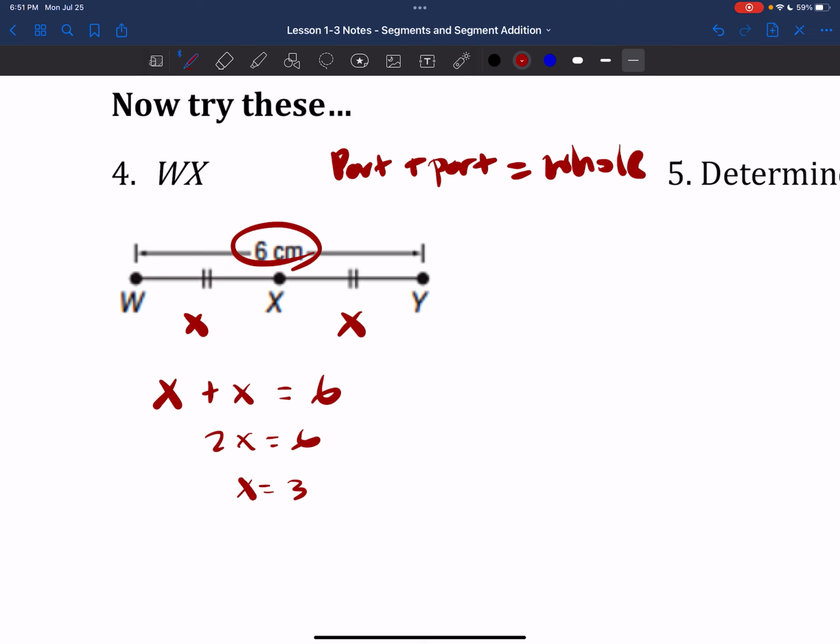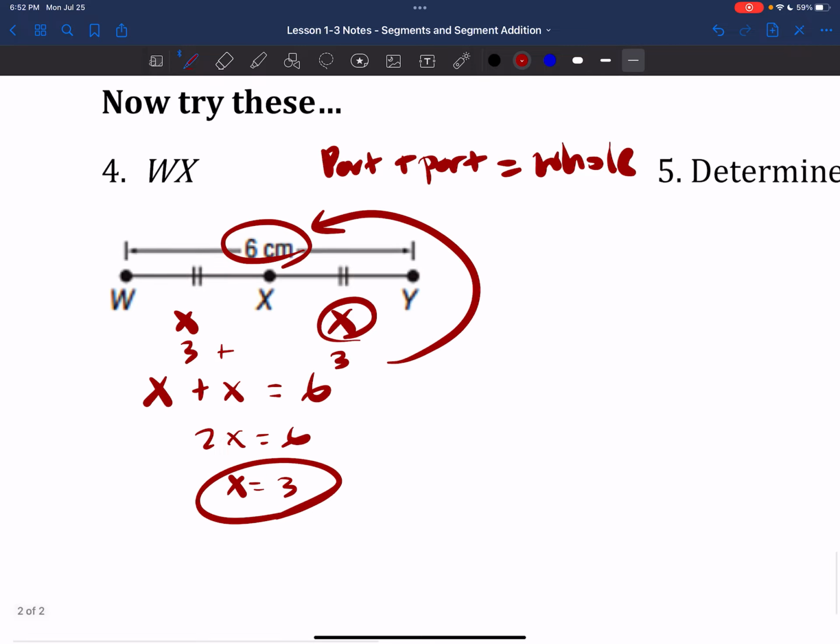Now, trying to figure out what WX is. Well, I know that WX is 3, because WX originally was just x. If I plug this in, I get 3. And we can confirm that: 3 plus this thing, which is also 3, is going to give me 6. So the answer is 3.